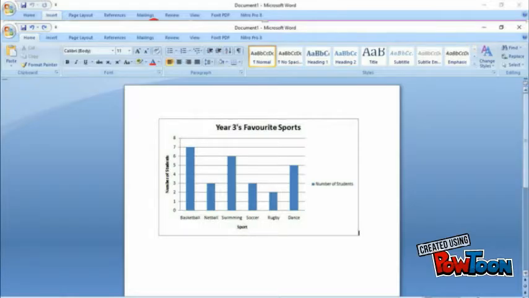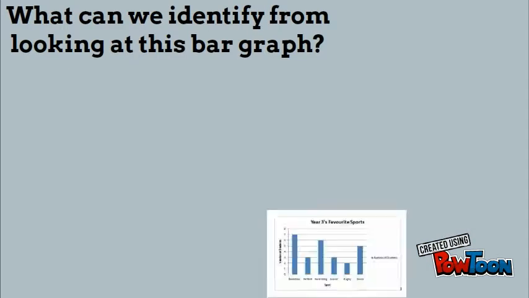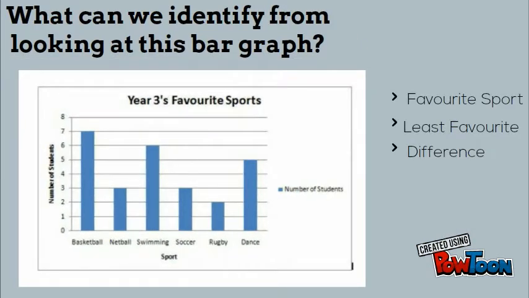Now we have to change a few of the details. So the title is now going to be Year 3's favorite sports. The x-axis is going to be the sports, and then the y-axis is going to be the number of students. So now that our graph is done, what can we identify? We can see the Year 3's most favorite sport, we can see the least favorite sport, and we can identify the difference in numbers between the students and their favorite sports.